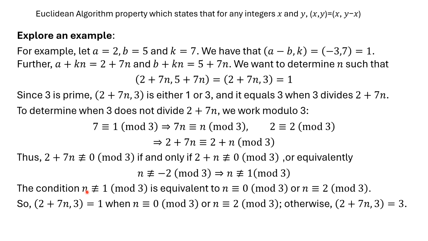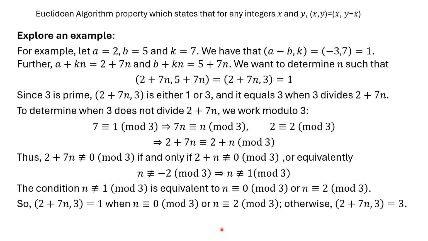So the condition that n is not congruent to 1 mod 3 is equivalent to n being congruent to 0 mod 3 or 2 mod 3. Those are the only 3 cases, so if it's not this case, it has to be the other 2. So in these 2 cases, the GCD of 2 plus 7n and 3 is 1. And otherwise, the GCD of 2 plus 7n and 3 is 3.